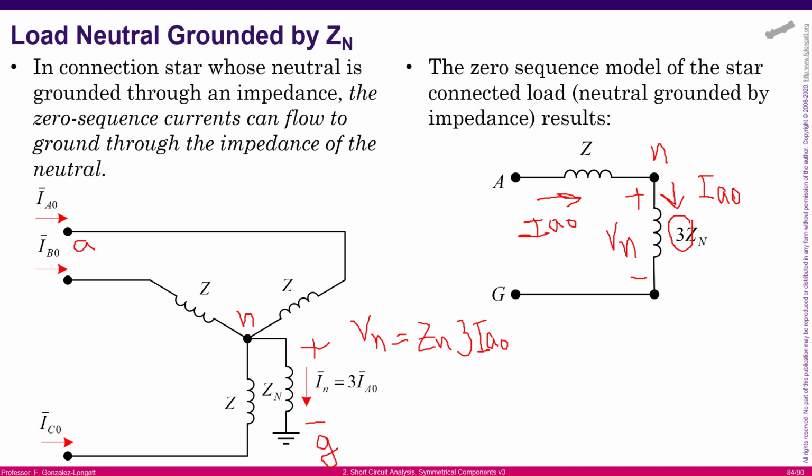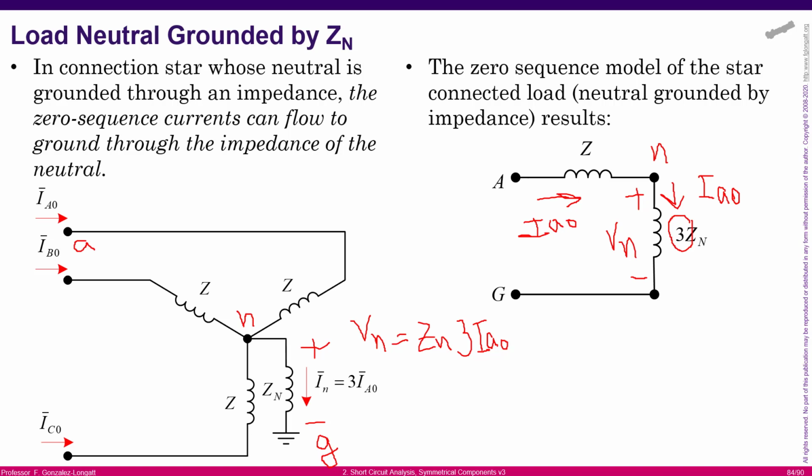What I'm trying to say is that if you have an impedance and that impedance is different from 0, there will be a voltage difference between neutral and ground. That means that you can start to have some overvoltages in your neutral point, okay? You need to be careful with this.